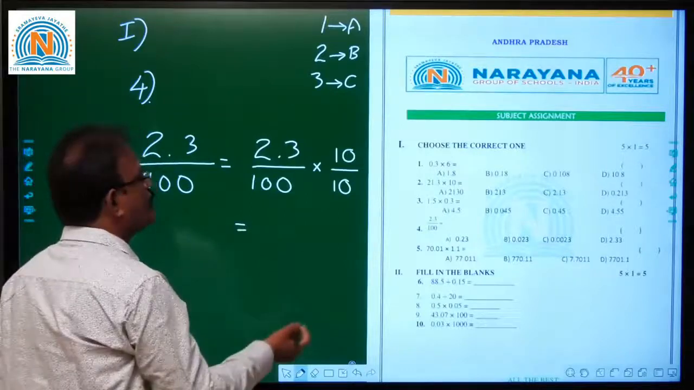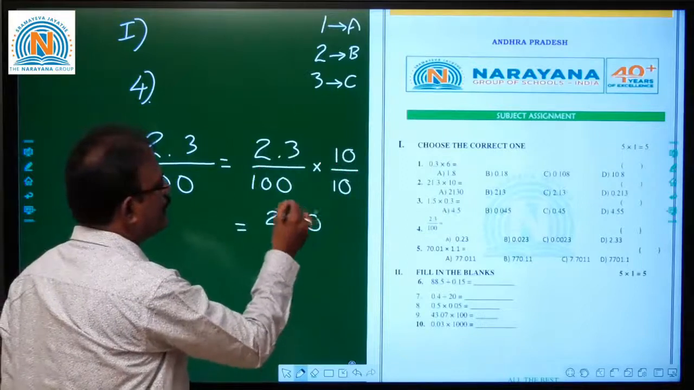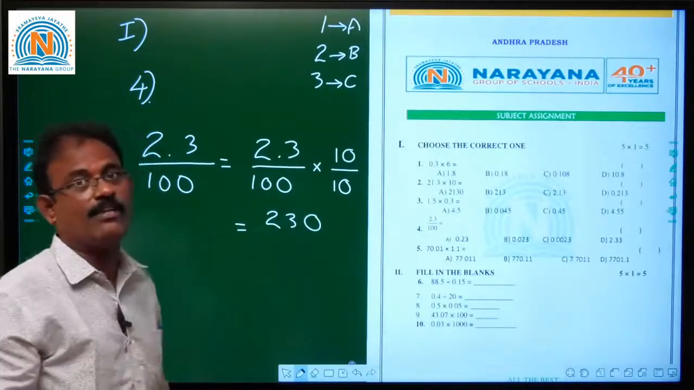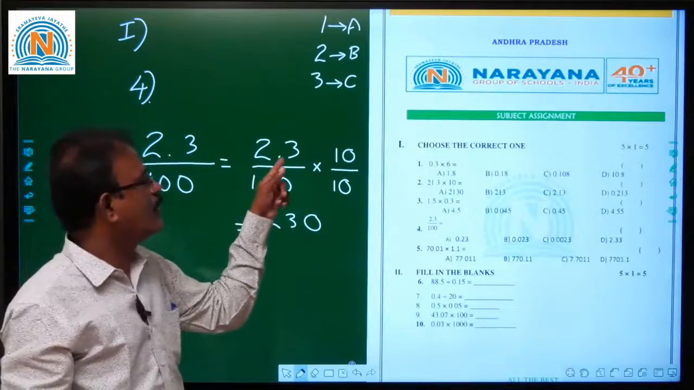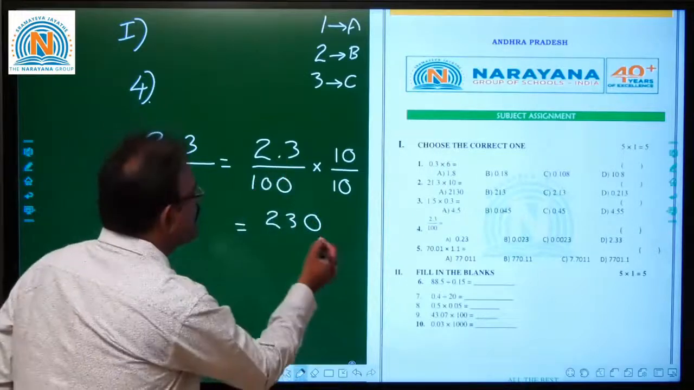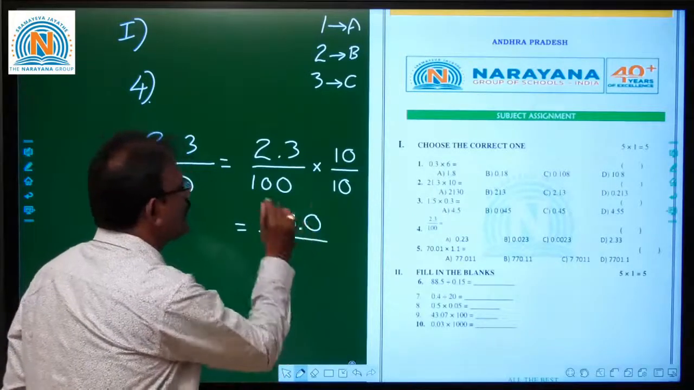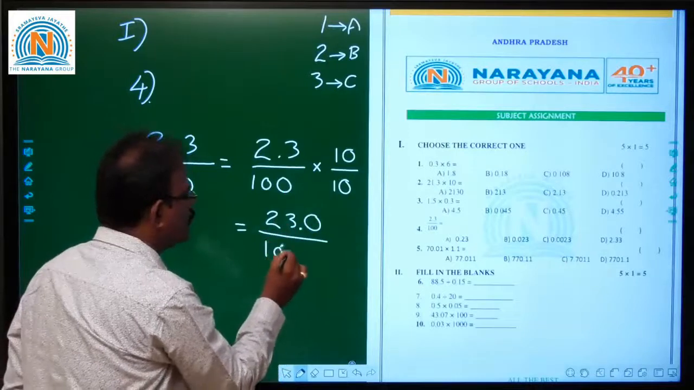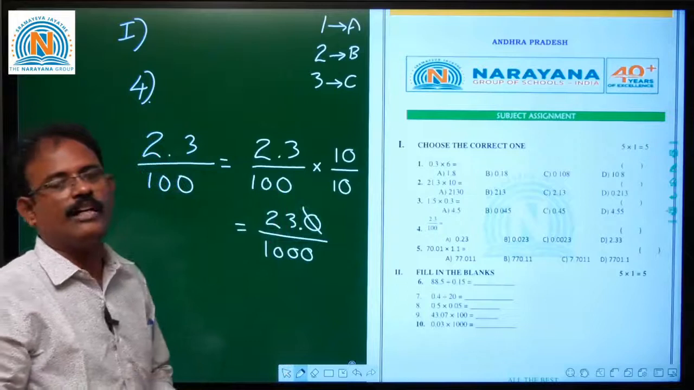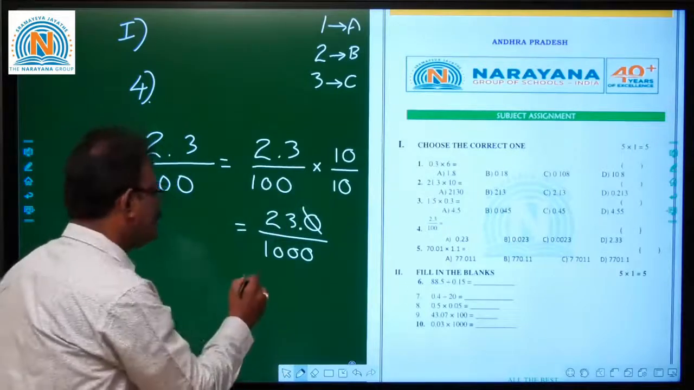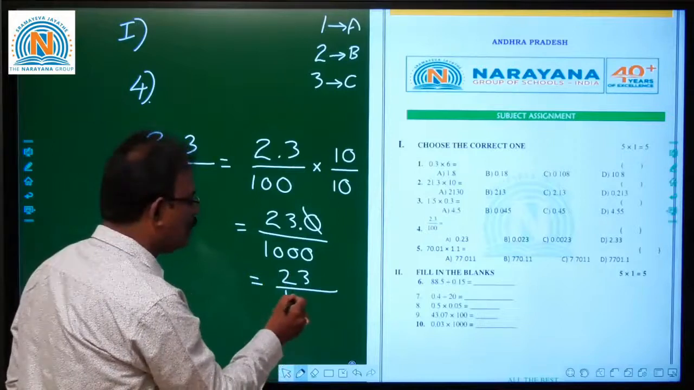So 23 into 10, 230. I told already, forget about the decimal point. Now come back to the discussion about the decimal point. Here we have 1 digit after the decimal point. Keep 1 digit before the decimal point. And 100 into 10 is 1000. As there is no value for 0 after the decimal point, this is 23 by 1000.